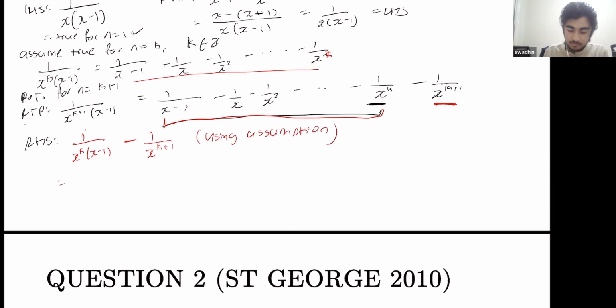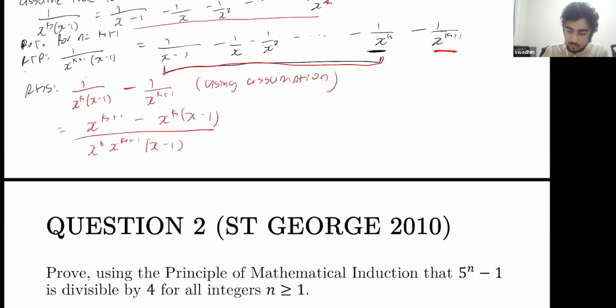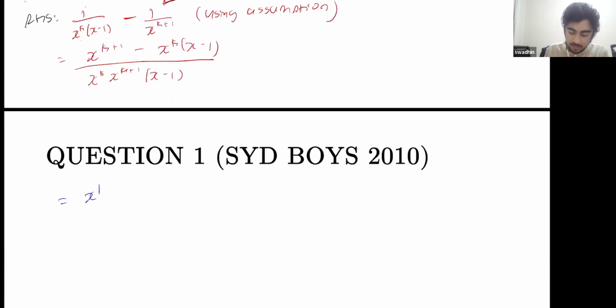So let's expand the bottom and put this together. So x^k, let's leave the x minus 1 as it is. x^k, x^(k+1) times x minus 1. I'm going to put it into one fraction now. It's equal to x^(k+1) minus x^k times x minus 1. Let's put one more page. That's equal to x^(k+1) minus x^(k+1) plus 1 over. We can actually do something here.